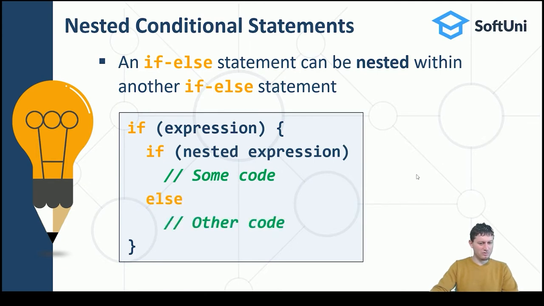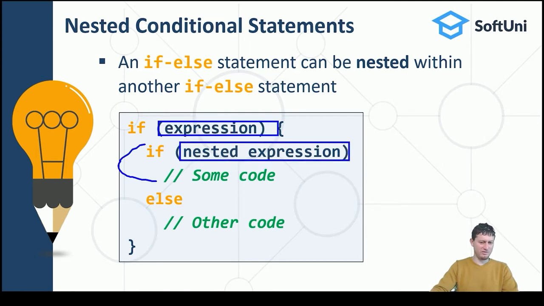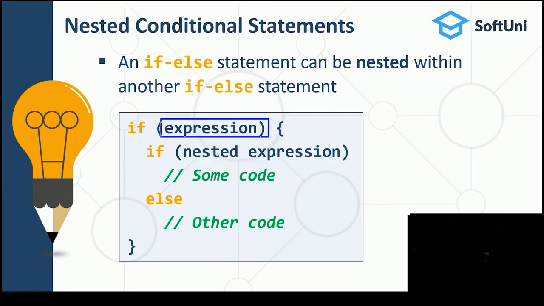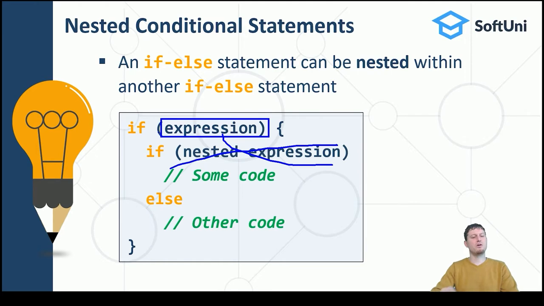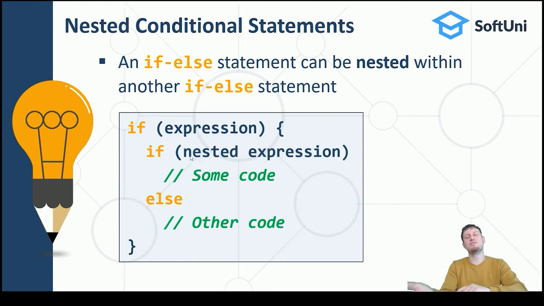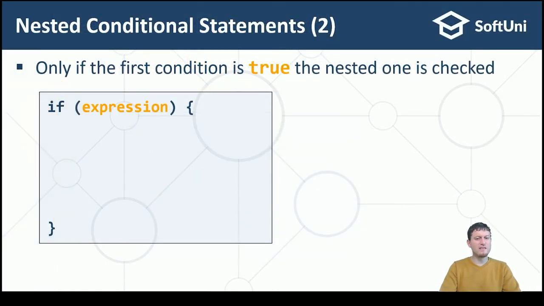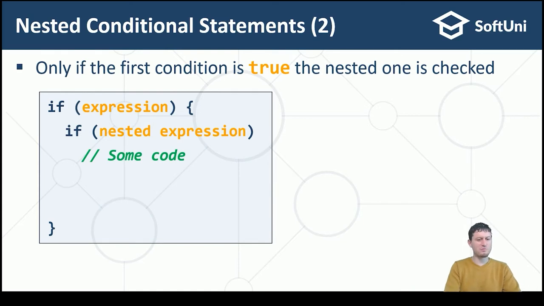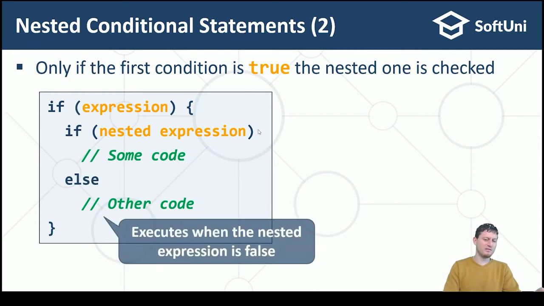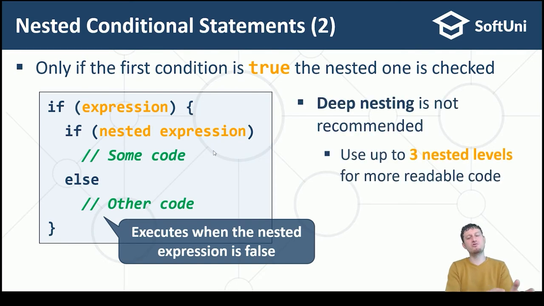So if this is true and at the same time this is also true, this code will be executed. If this is true but this is not true, this code will be executed. So we have more flexibility if we nest if-else statements inside other if-else statements. Only if the first condition is true, the nested check will be evaluated, and if it is true, this code will be executed, otherwise this other code will be executed. So the final code is executed when the nested expression is false and the outer expression is true. We can nest in such a way at several levels.